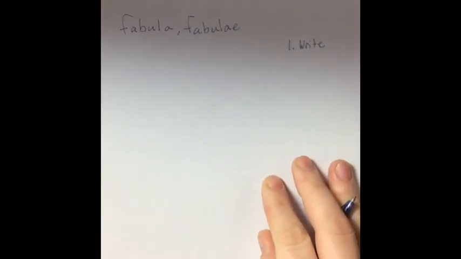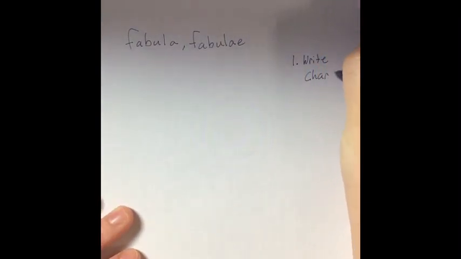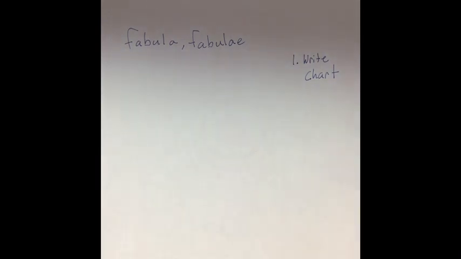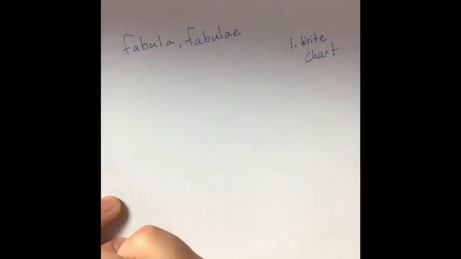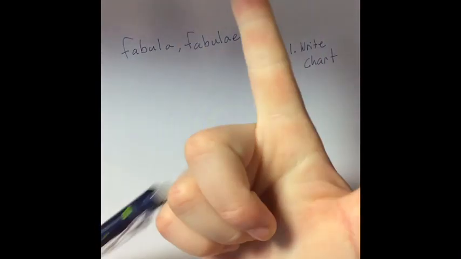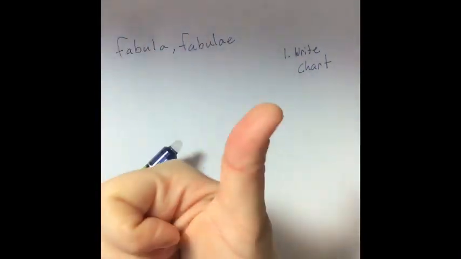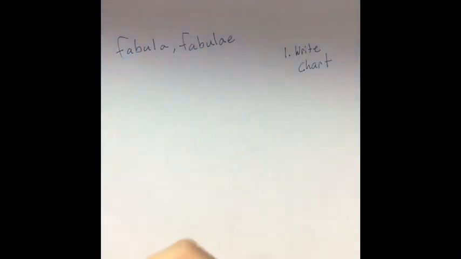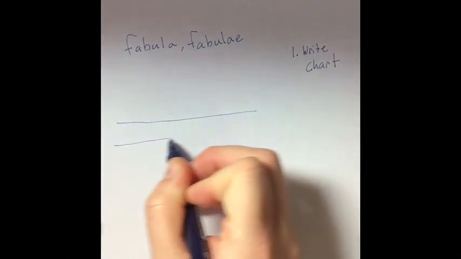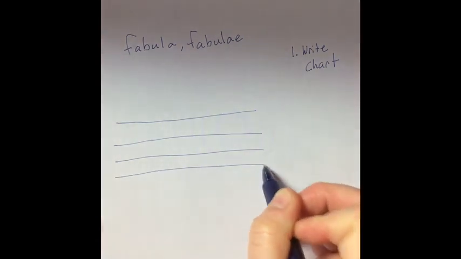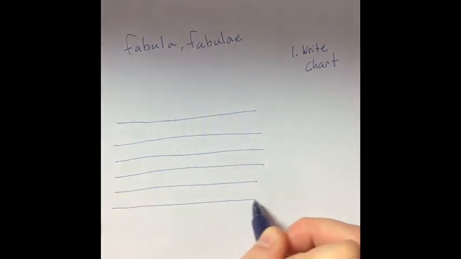The first step, if we're going to decline a noun, is to write out our chart. So that's the first step. In order to write our chart, we're going to think about how many cases there are: nominative, genitive, dative, accusative, ablative, never give Davos any apples. So we're going to draw a chart that has 5 rows. There's 1, 2, 3, 4, 5.